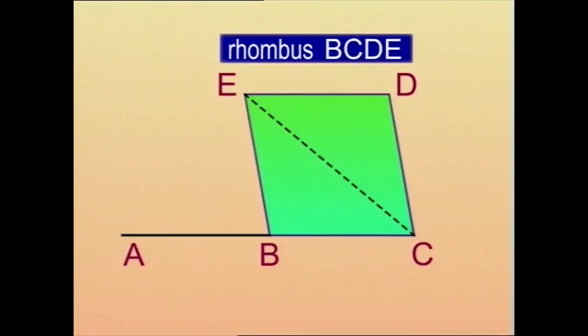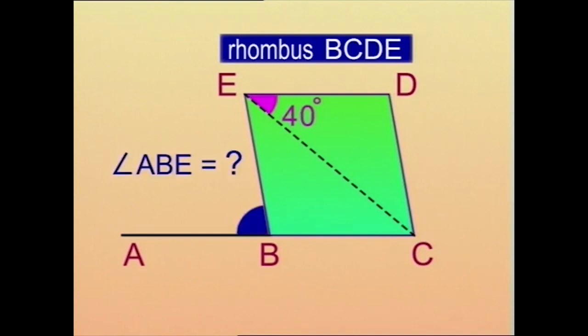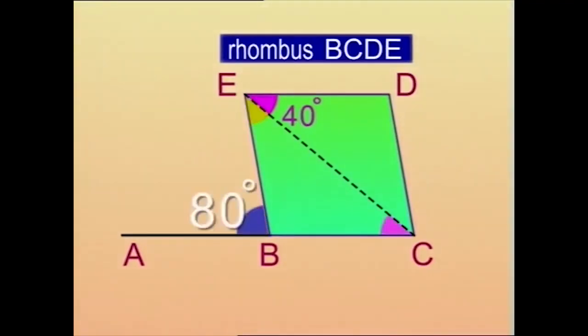Look at this geometrical problem. BCDE is a rhombus. It's given that angle DEC equals 40 degrees. So what is the value of angle ABE, an exterior angle of the rhombus? Do you use the relationship between an exterior angle and the interior opposite angles of a triangle?